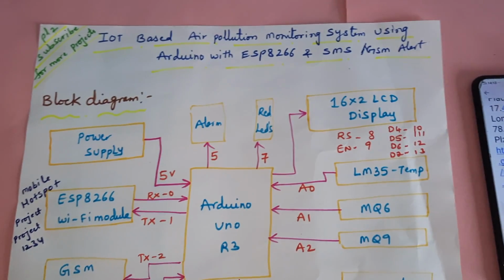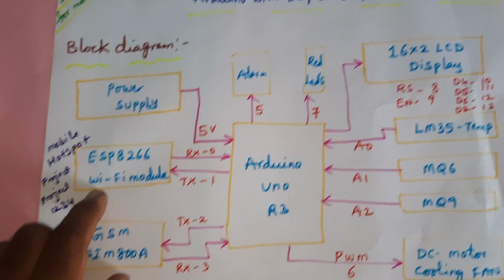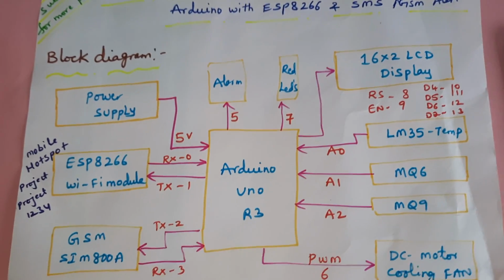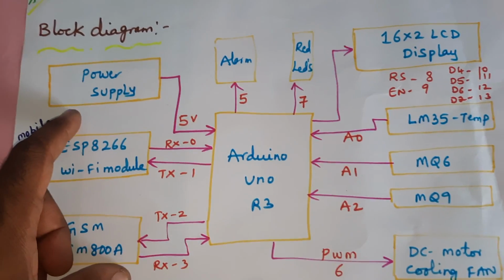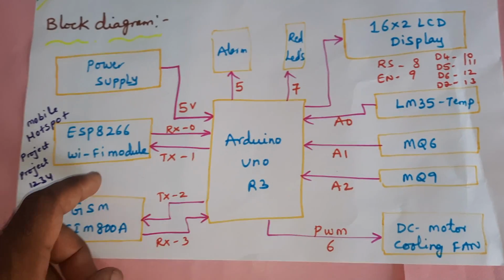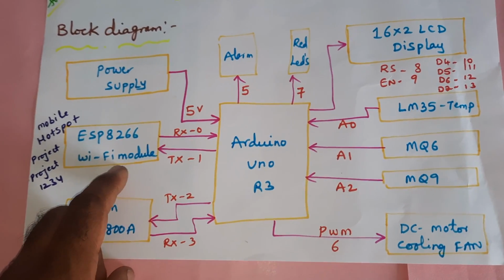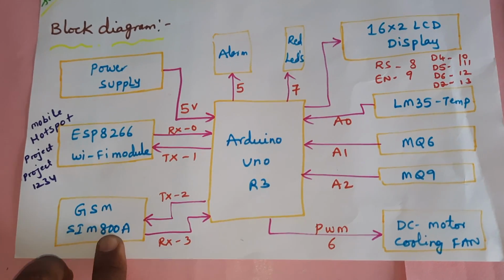The project title is IoT based air pollution monitoring system using Arduino with ESP8266 Wi-Fi module and GSM SMS alert. In this project we are using a 5 volts power supply module and Arduino Uno R3. We are sending the data through a Wi-Fi hotspot, using mobile internet, and a GSM SIM 800A for the SMS alert.